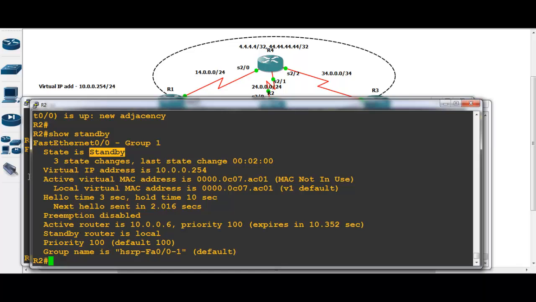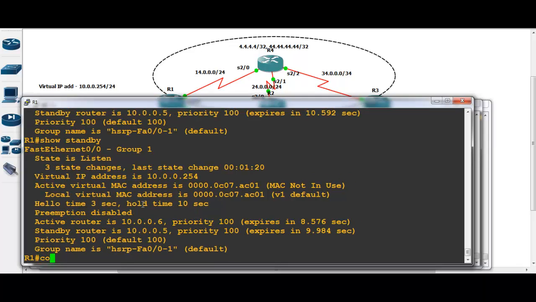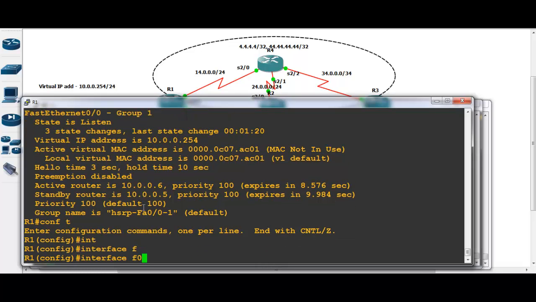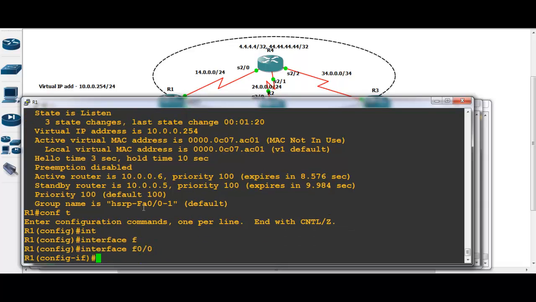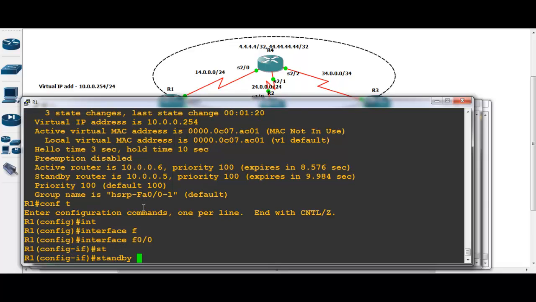Let's check it. So on R1, I'll go under interface FastEthernet 0/0. I'll say standby group ID 1. First let me enable priority.